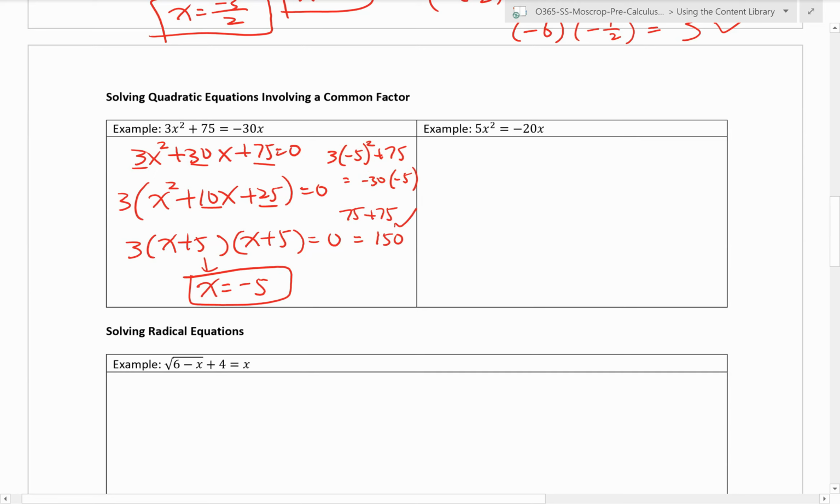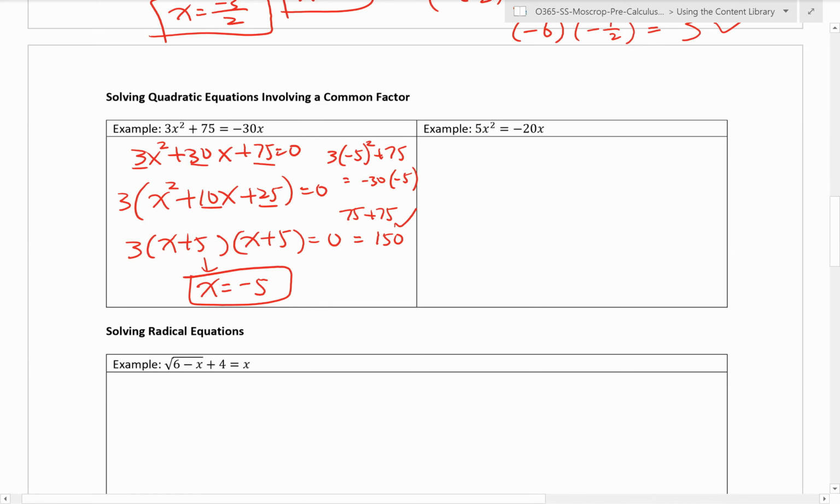Okay. This one is not a trinomial, but it's still a quadratic equation. Again, we call this a quadratic equation because it has an x squared term. As long as the highest exponent that you see is a 2 and it's a polynomial, then it's quadratic. So we're going to follow the steps.